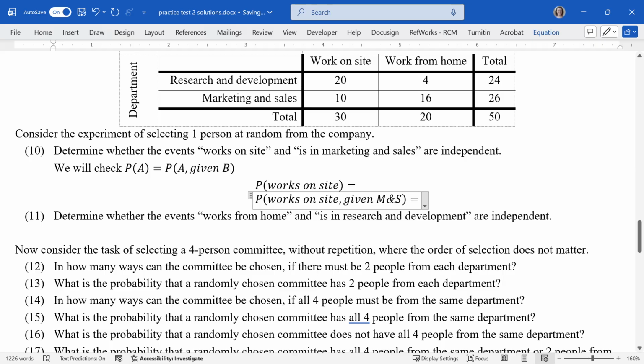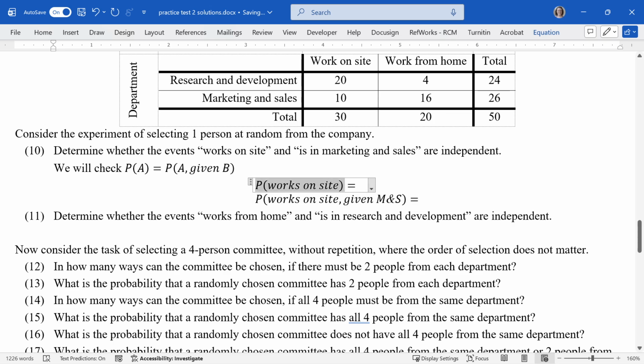So this is still just for the event of drawing one person. The second one here, you interpret it as meaning: what's the probability that the person you picked works on site, given that they are in marketing and sales? So these events apply to the same person.